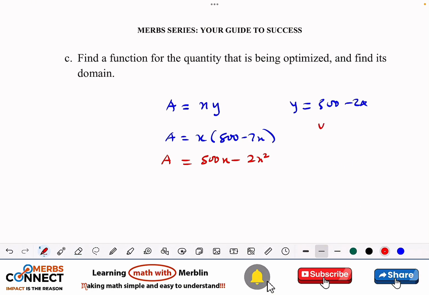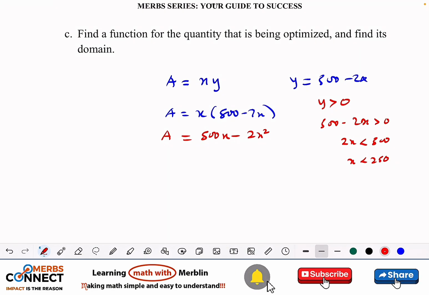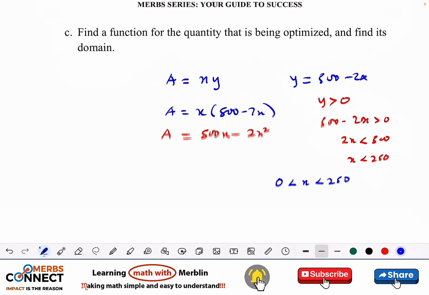So here, if I pick y to be greater than 0, then I'm going to have 500 minus 2x also greater than 0. Good. So what will x be? It's going to be 2x is less than 500, and then x is less than 250. So it means that my domain is going to be 0 less than x less than 250.